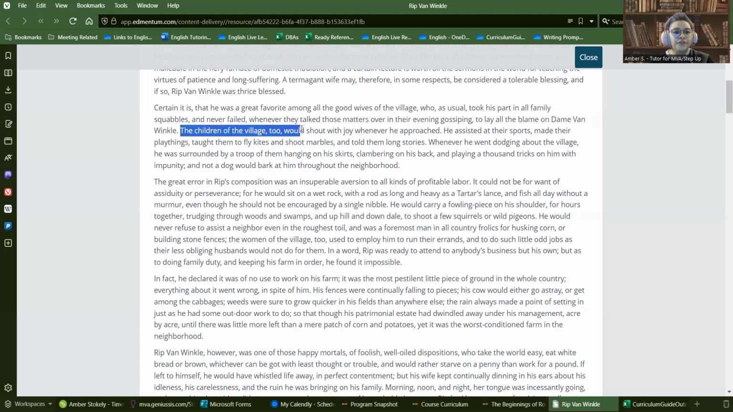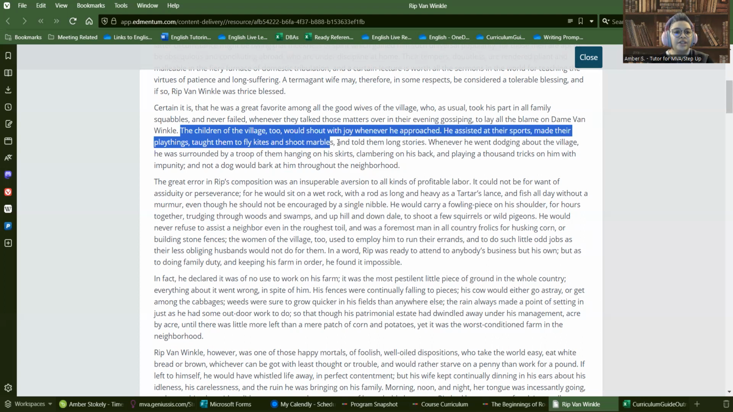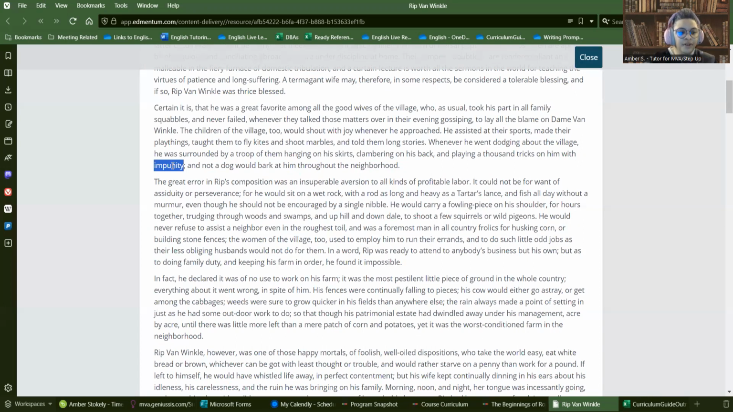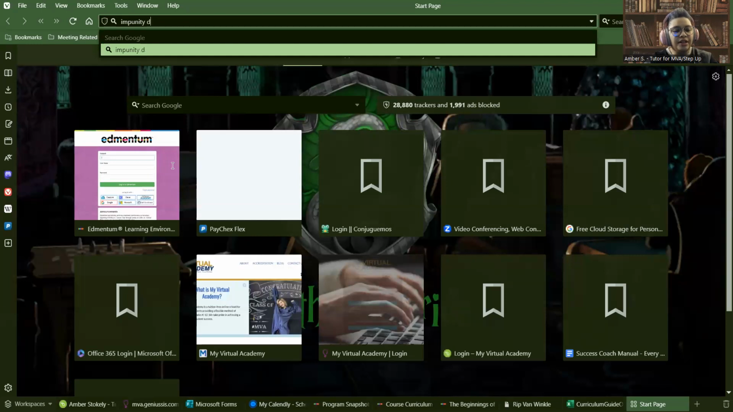And then it says the children of the village, too, would shout with joy whenever he approached. He assisted at their sports, made their playthings, taught them to fly kites and shoot marbles, and told them long stories. Whenever he went dodging about the village, he was surrounded by a troop of them hanging on his skirts, clambering on his back, and playing a thousand tricks on him with impunity. Impunity is a word that we would look up, but the rest of that was pretty understandable. They pretty much said he's always surrounded by the kids of the village and the women of the village because everybody loves him.